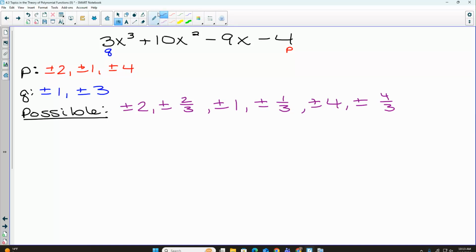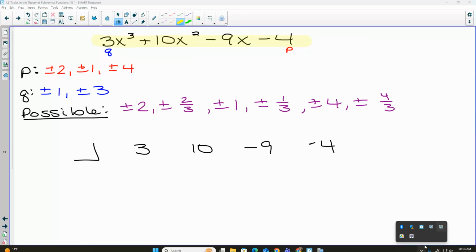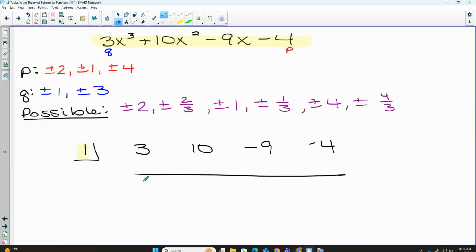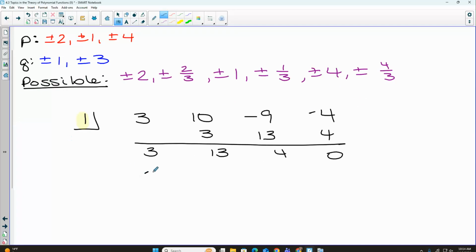All right, now what do we do? See what works. We need to get a 0. So find out what number from that list you can plug into the polynomial and get 0 for the remainder. So if we do our division, we have 3x squared plus 13x plus 4.